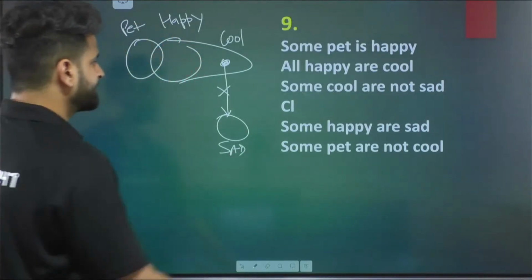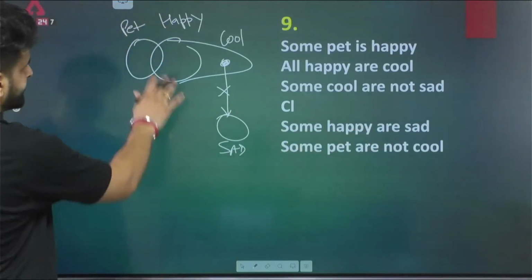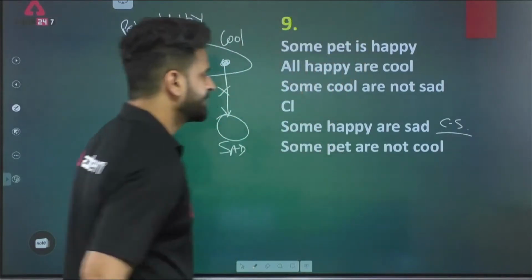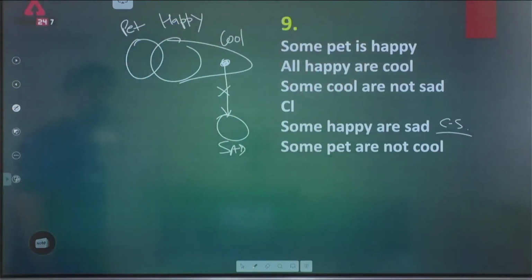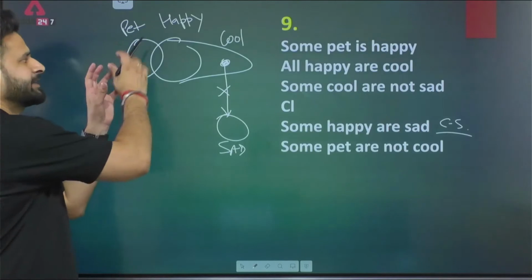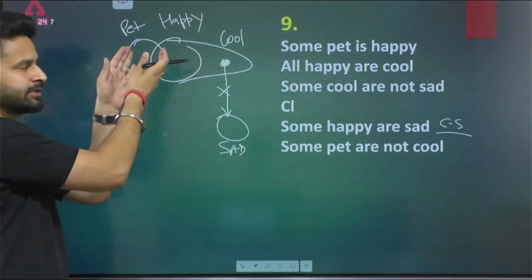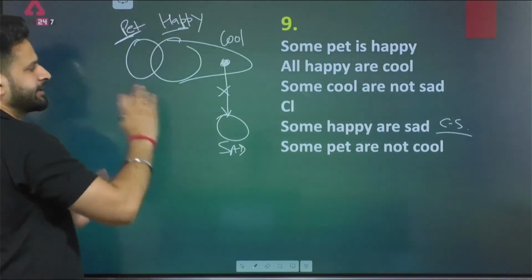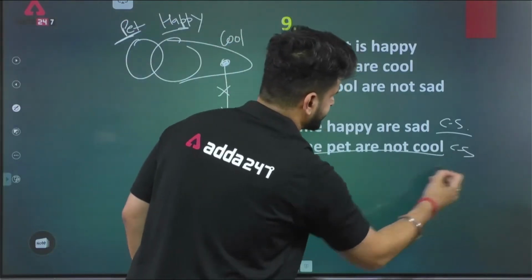Talking of conclusion, some happy are sad. Can you see the overlapping between happy and sad? No. If you cannot see anything, that will be a doubtful case. Some pet are not cool. So related to pet and cool, nothing is given. Related to cool, related to pet, happy was related, but no relation between pet and cool. So it is still can't say.